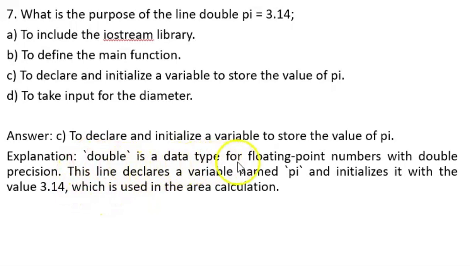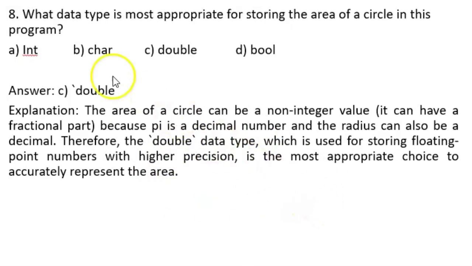Double is a data type for floating point numbers with double precision, because it is 3.14. This line declares a variable named pi and initializes it with the value 3.14, which is used in the area calculation.